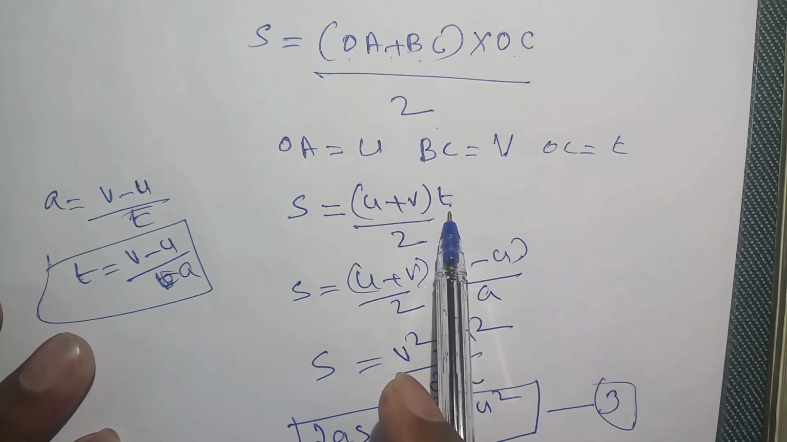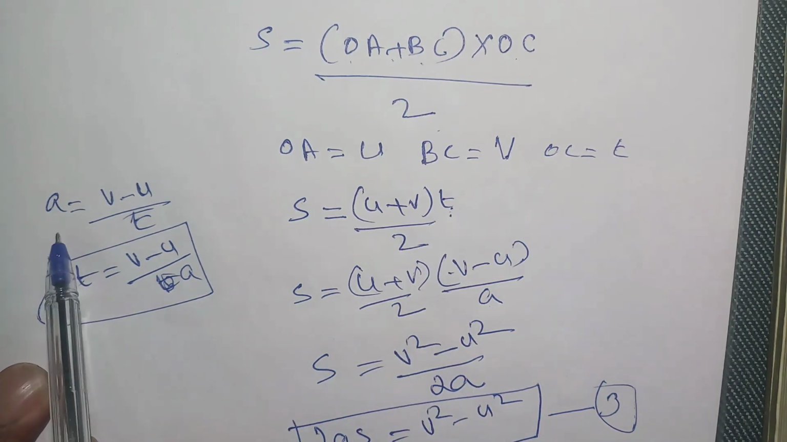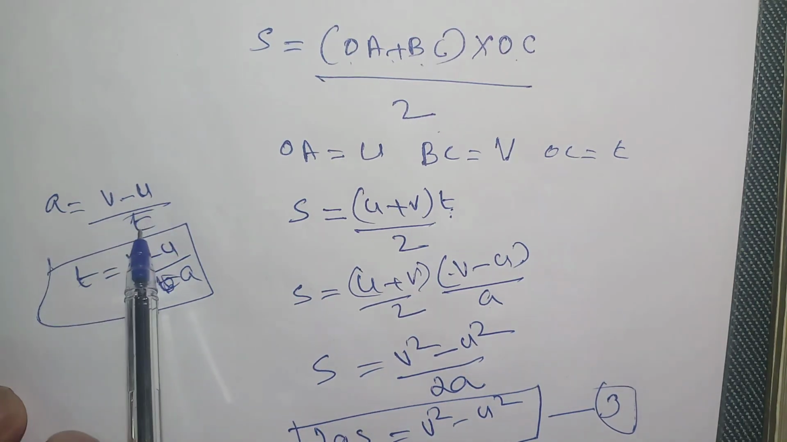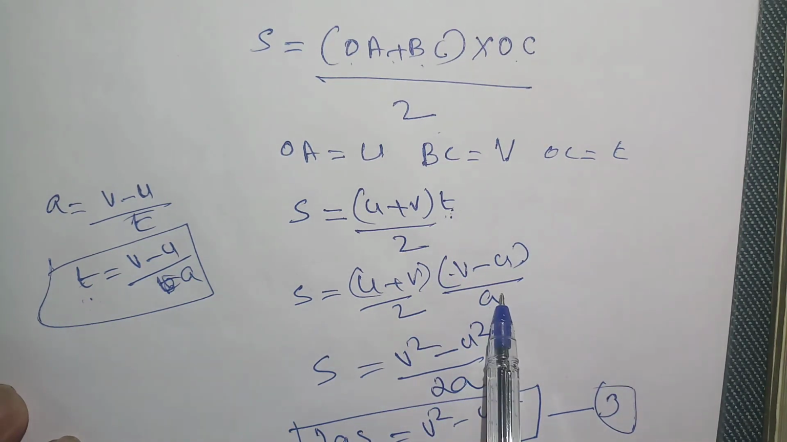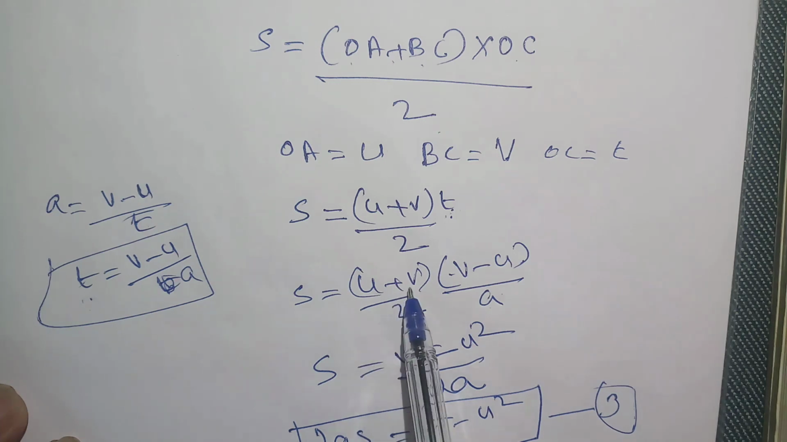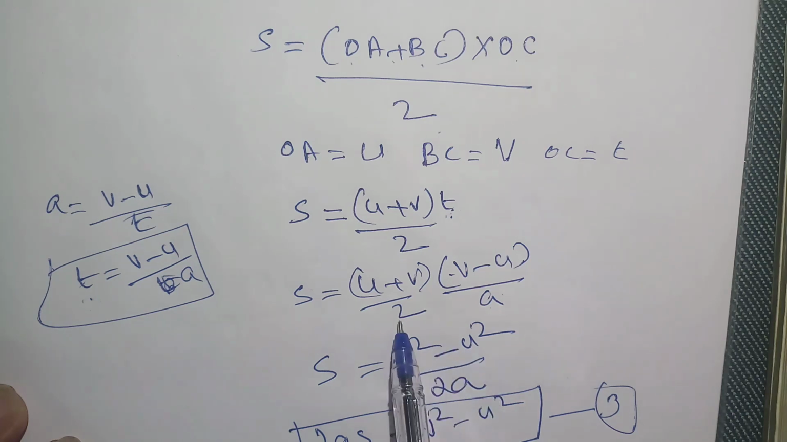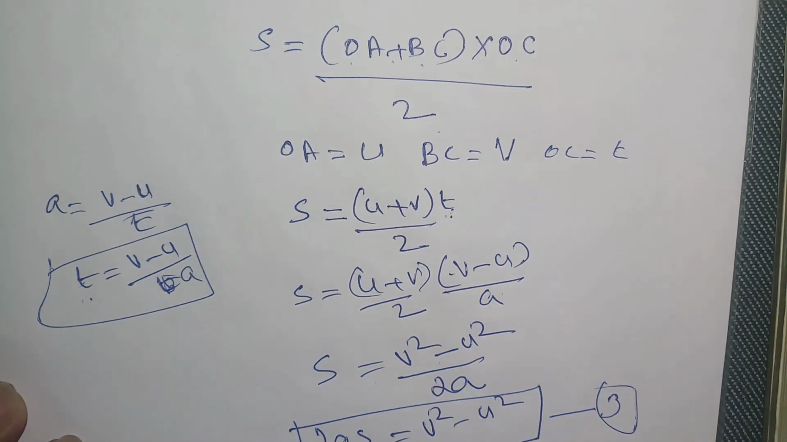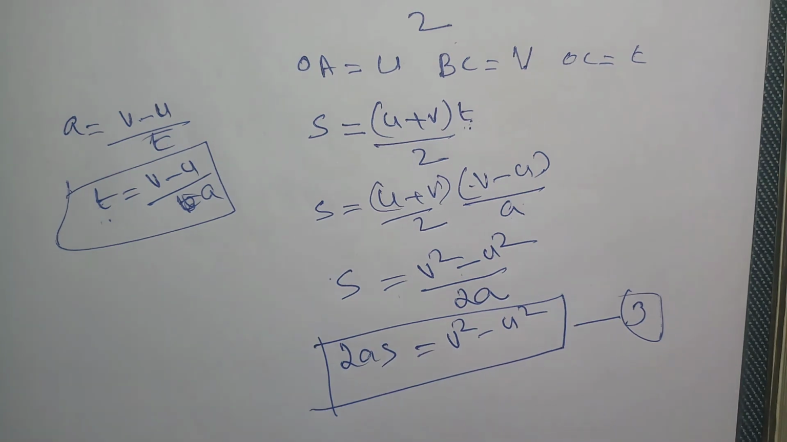Now t should not come here because we need the relation between velocity and position, so t should not be there. So to remove t, we can use a is equal to (v minus u) by t. Rearrange this, t is this, and this t value you put here. You are getting like this. Now (v plus u) into (v minus u), that is v square minus u square. 2a will remain as 2a itself, s is here. So you will get s is equal to (v square minus u square) by 2a. Now below that you can write 2as is equal to v square minus u square, taking this to this side. This is our required equation.